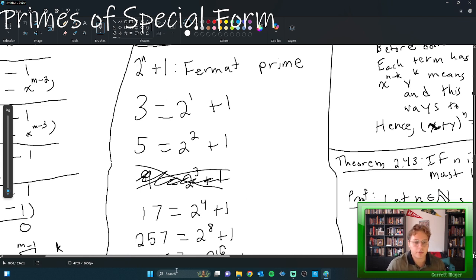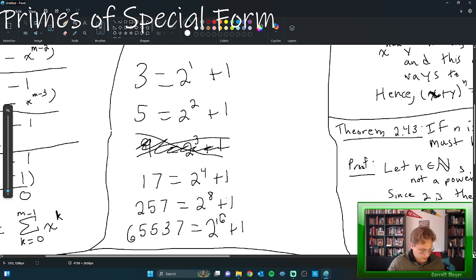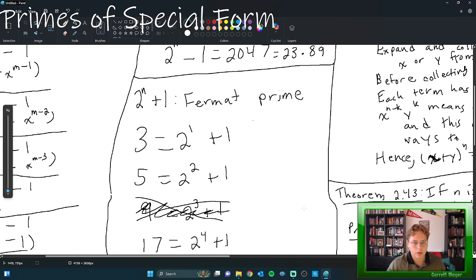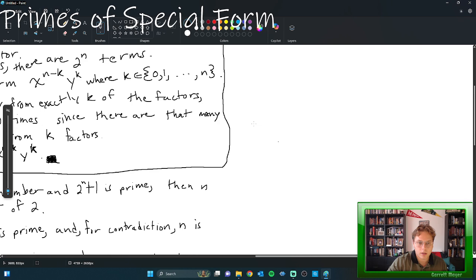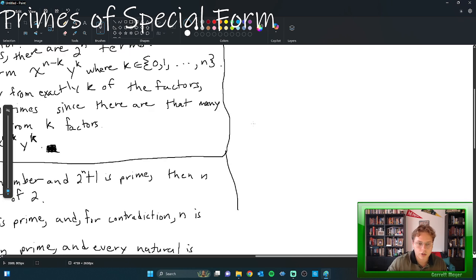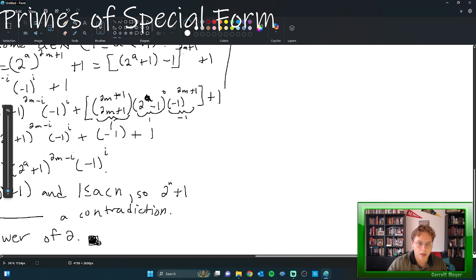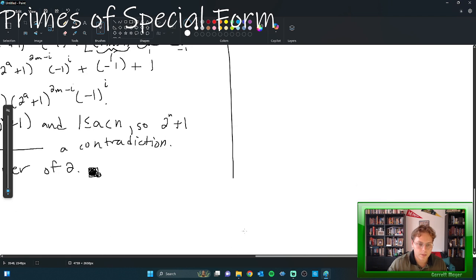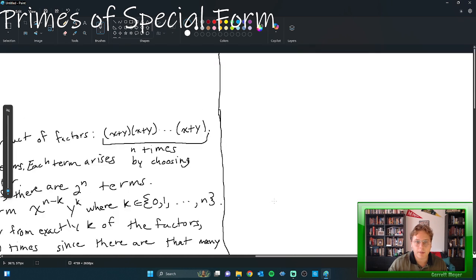Now, Fermat originally hypothesized that all numbers of the form, so basically a Fermat number, instead of being just simply 2 to the n plus 1, it would be 2 to the 2 to the k, plus 1. And Fermat hypothesized that every single number of that form is prime.